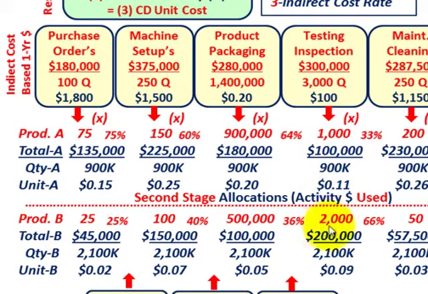And then for our product B here, they get 2,000 of the testing and inspections, or 66%, again times $100 each. That gives us 200,000 again divided by its 2.1 million units. So that's 9 cents a piece here for product B.